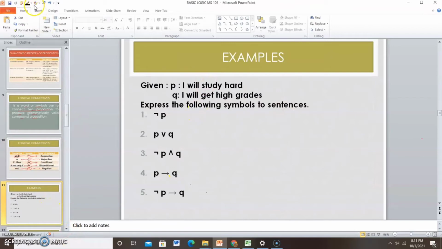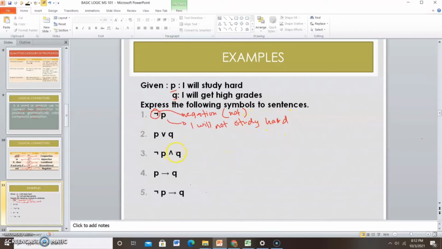For example, given P is "I will study hard" and given Q is "I will get high grades". Express the following symbols as a sentence. This symbol is negation, and its meaning is "not". As a sentence: I will not study hard.